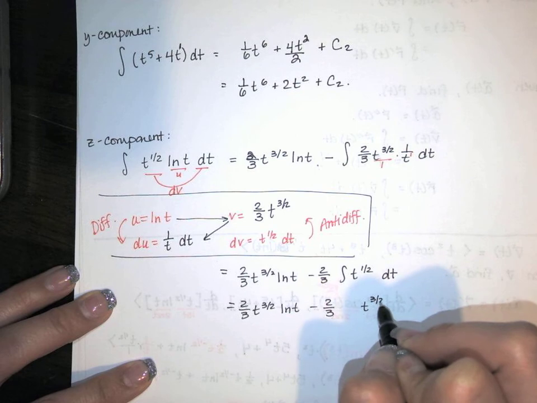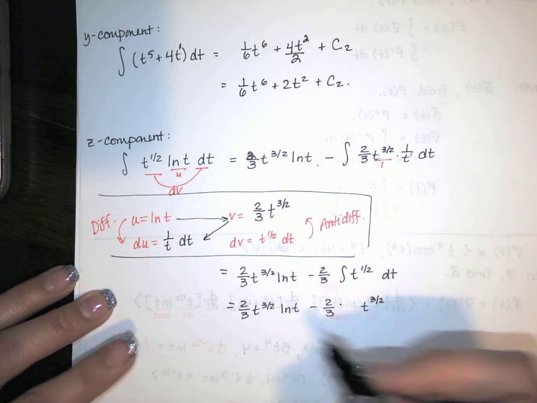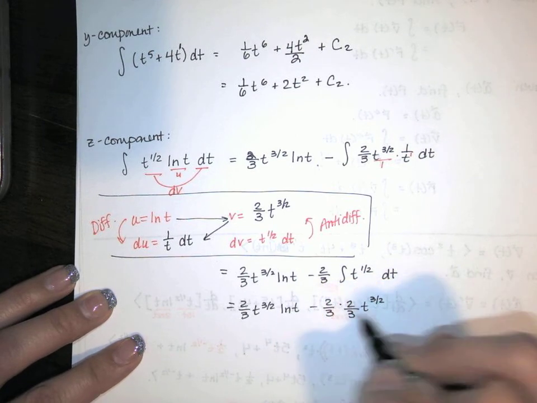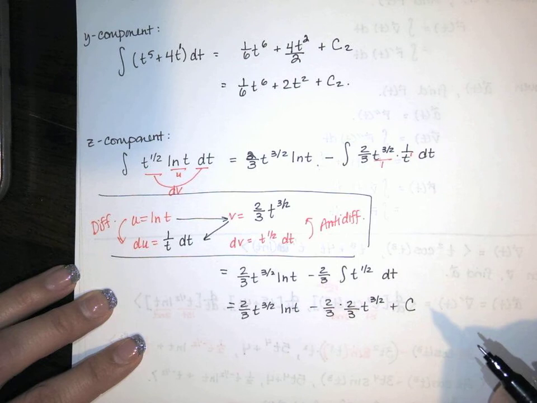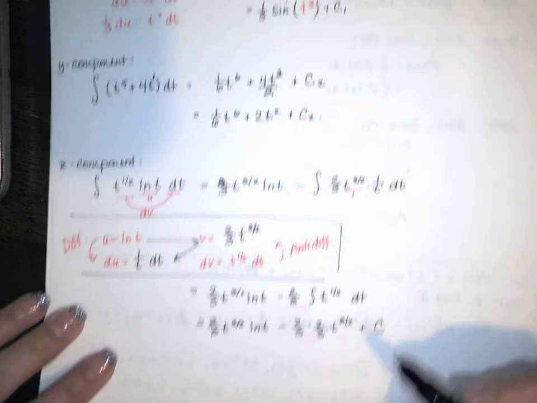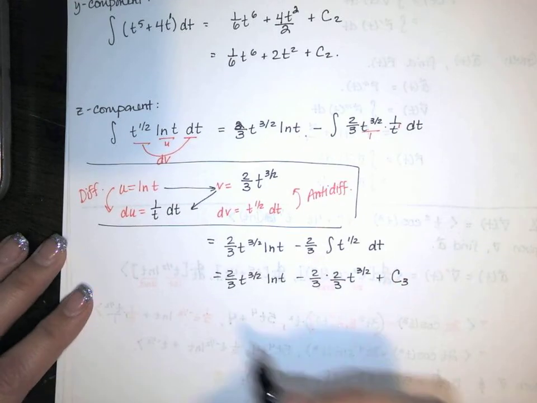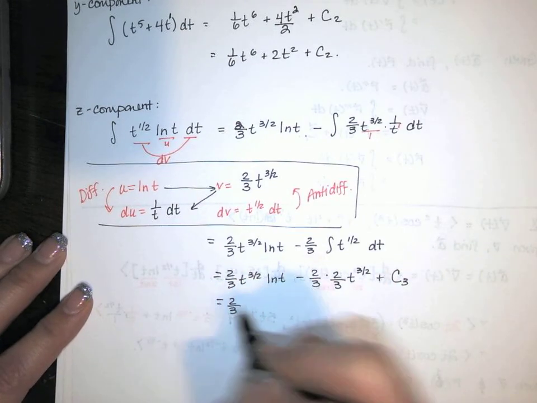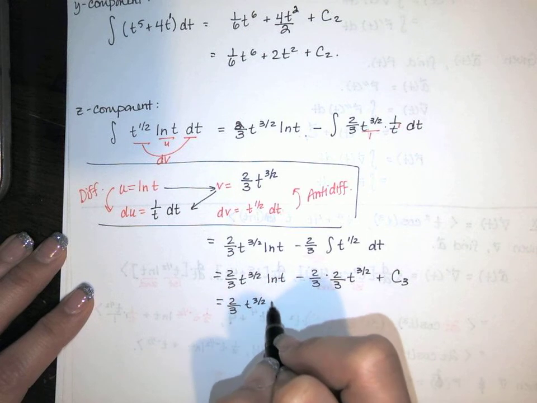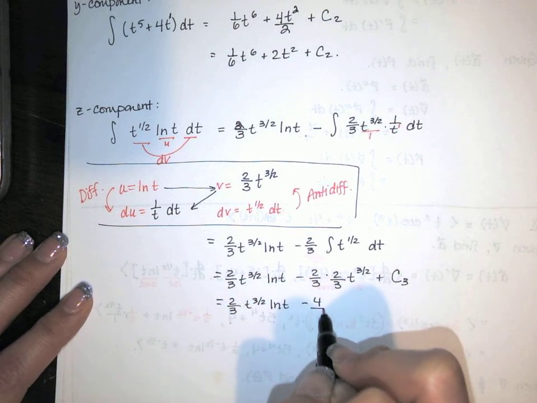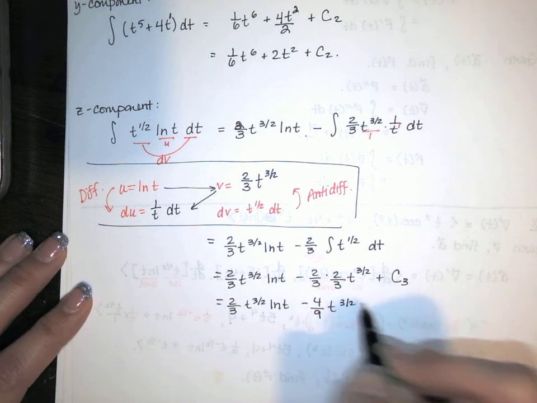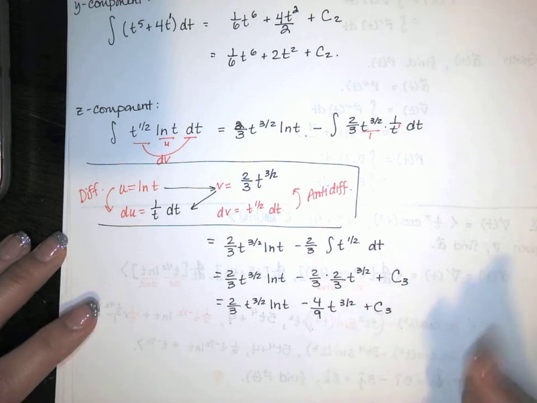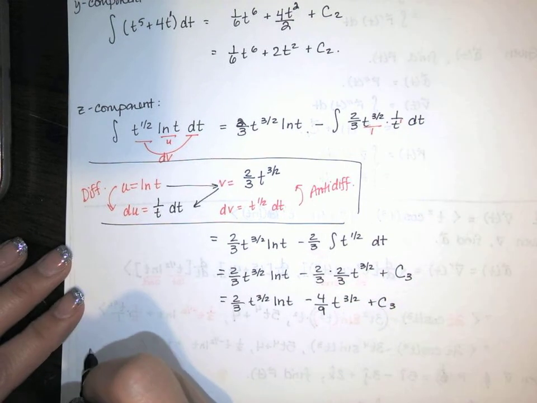Add 1 to the exponent, divide by the new exponent. Dividing by a fraction is multiplying by the reciprocal. Don't forget your constant of integration. We had a C1 and a C2, now we have a C3. Okay. That was a lot of work, but it was a good review of all those skills that we're going to need later in this course and also in differential equations.